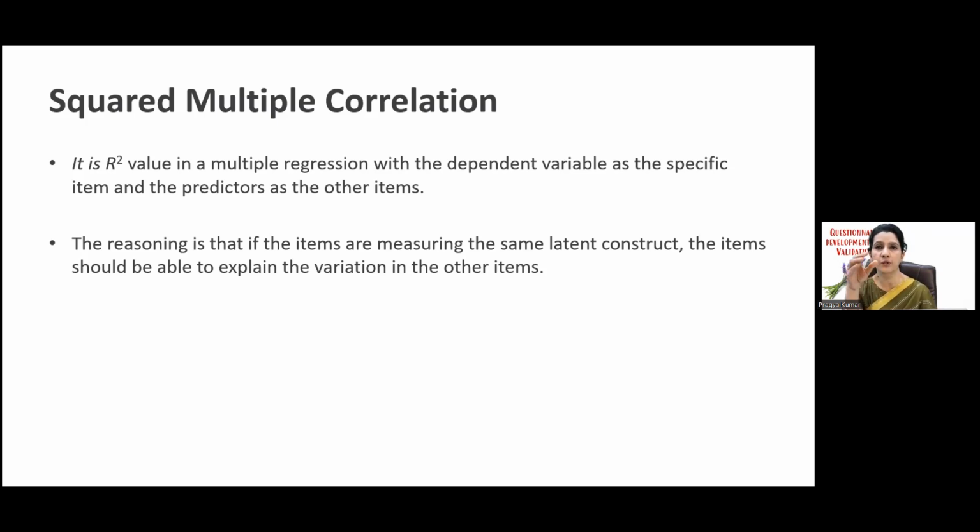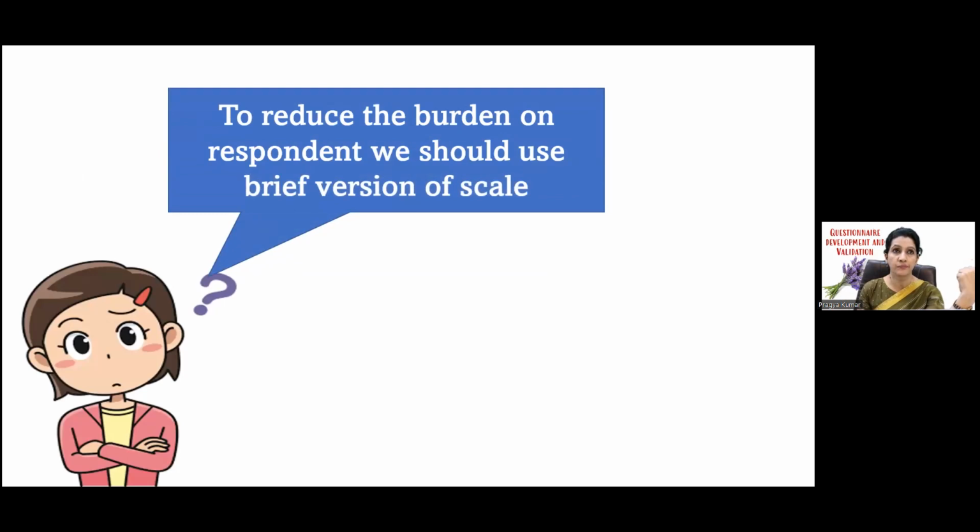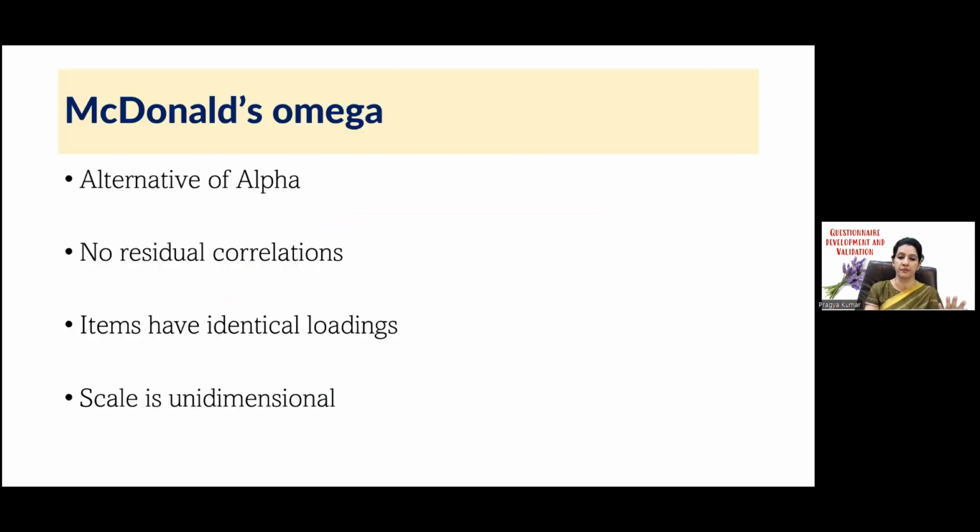So this squared multiple correlation, yes, it is the square of the coefficient, but in the linear regression, that particular item becomes the dependent variable and all other items become the independent variables. Generally, we do that to reduce the burden on respondents. We use a brief version of the scale. But it is said that if reducing the version compromises validity and reliability, then you should not do that. So a lengthened scale with good validity is preferable to a poor measure which is brief.